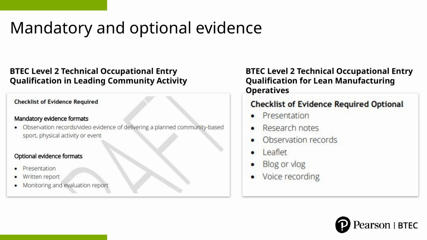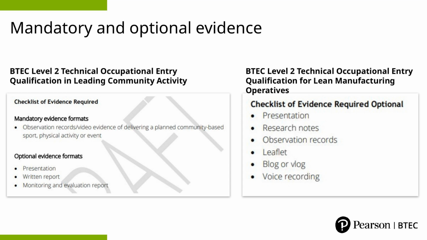The example on the left is from the unit we discussed on the previous slide about leading a community activity session. Take note of the mandatory evidence requirement. There must be an observation record, for example, a witness statement, or video evidence of the student leading the activity. This mandatory requirement must not be adjusted. The rest of the evidence is optional and can be adjusted, so it's presented in a format that best suits the student's needs and enables them to demonstrate the assessment criteria.